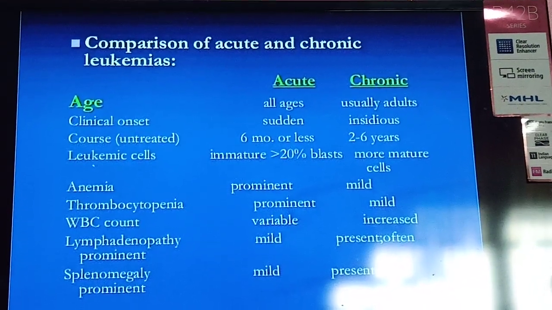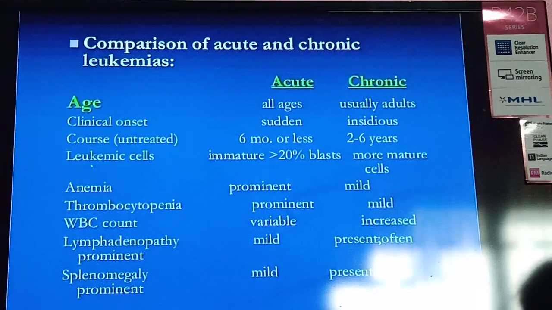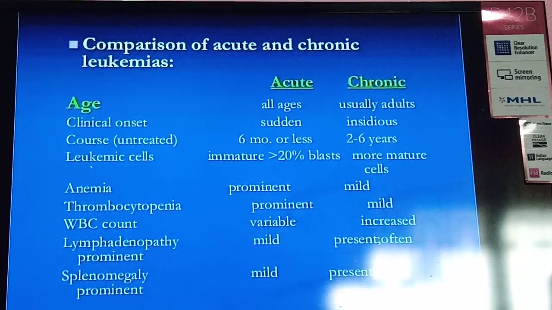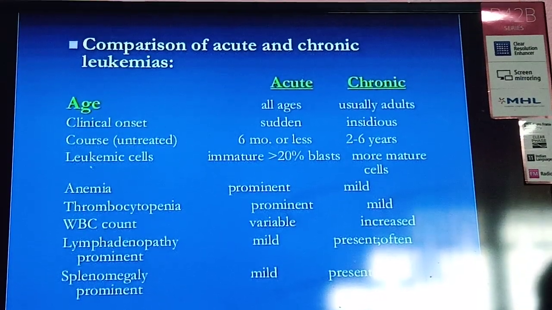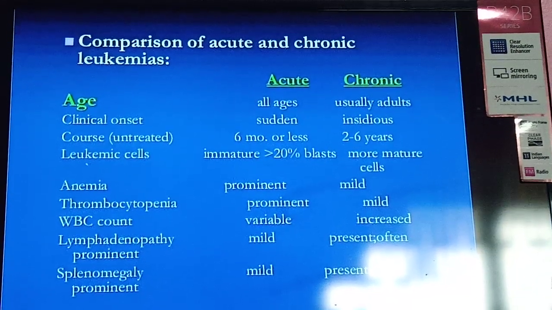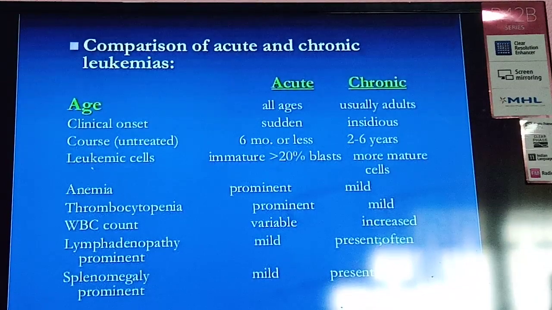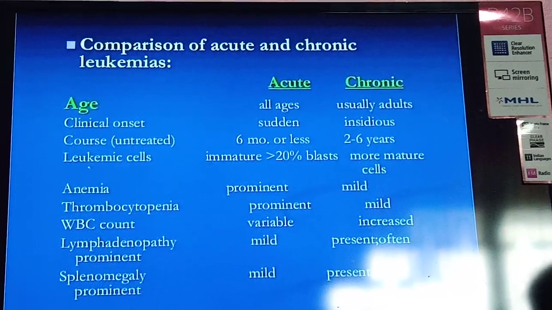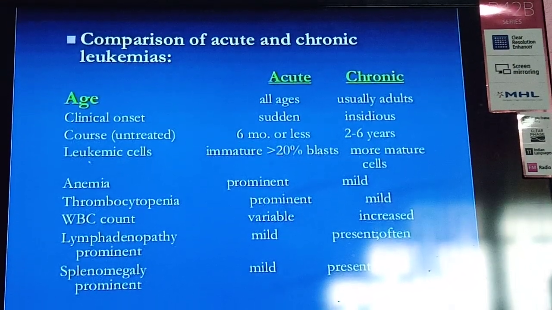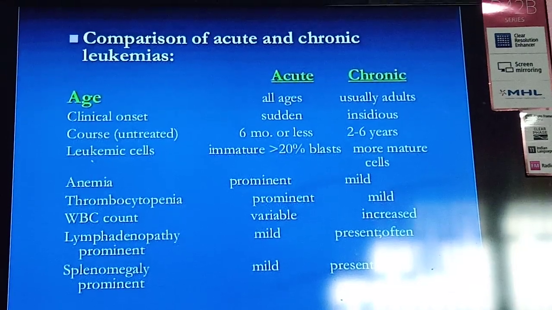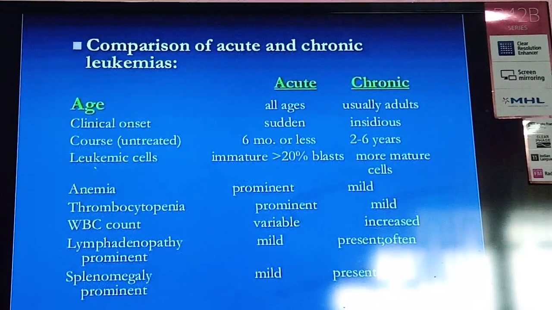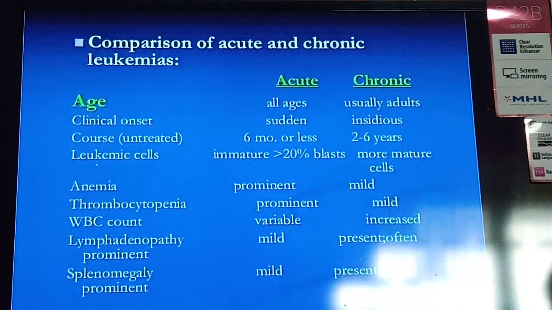So the overall picture in acute leukemia is usually a presentation like pancytopenia. Pancytopenia means there is anemia, neutropenia or leukopenia, and thrombocytopenia. So these are the differences for how you differentiate acute leukemia from chronic leukemia.